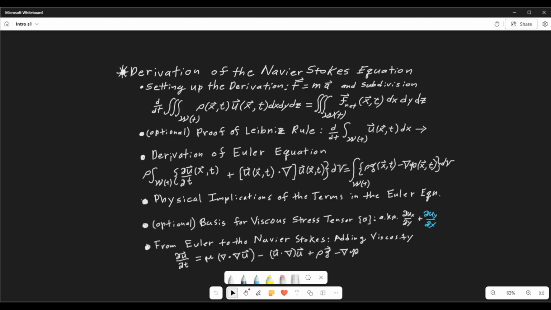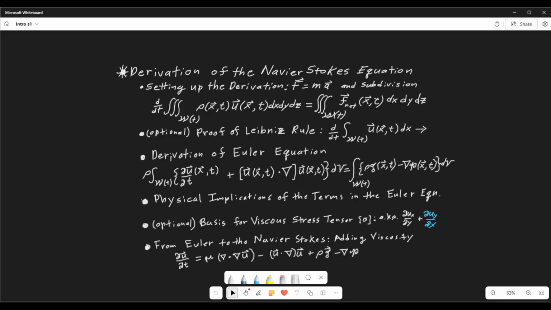Involves adding viscosity, and most of the viscous stress tensor appears to be straightforward. However, there are strange terms in it that anybody who's actually tried to solve this should have come across, this duy dx term, where it does not appear that it should show up. There should only be a dux dy in the trivial sense. So I'll go into how that term actually arises.